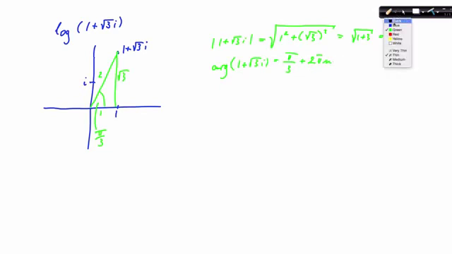So now we know what the logarithm is. We know that the logarithm of 1 plus root 3i is the natural logarithm of the length, so the natural logarithm of 2, plus i times the argument.